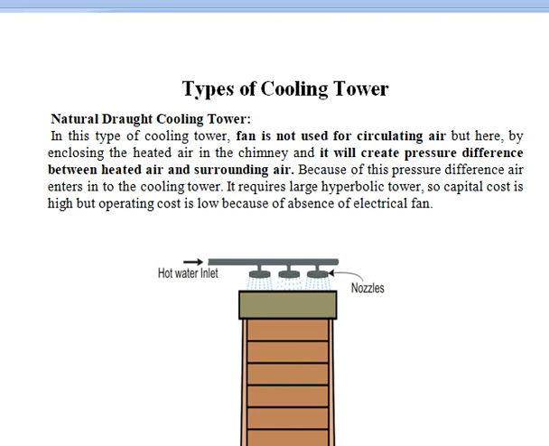Then we discuss the disadvantages of the forced draft cooling tower. Fan size is limited to 4 meters. Possibility of ice formation on fan blades in cold weather. Possibility of recirculation of hot humid exhaust air coming from the top of the tower.